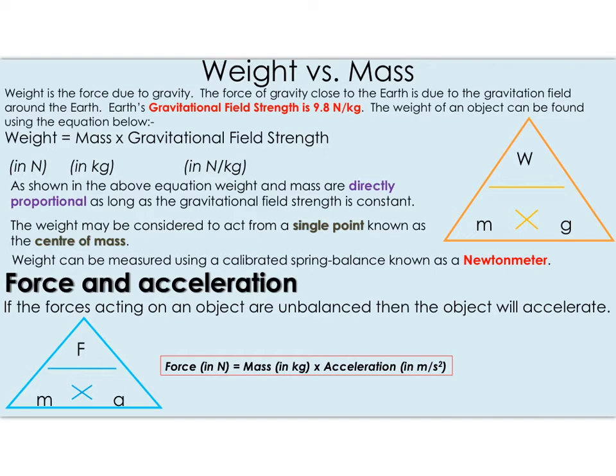This shows that weight and mass are directly proportional to one another. So if I increase mass, I increase weight by the same factor. If I double my mass, I double my weight. If I quadruple my mass, I quadruple my weight. You get the idea. And the constant of proportionality between weight and mass is the gravitational field strength. The key thing to remember here is that weight is measured in newtons and is a force, whereas mass is measured in kilograms. Now, the weight may be considered to act from a single point, and we call that point the centre of mass. There'll be more on that in the next slide.